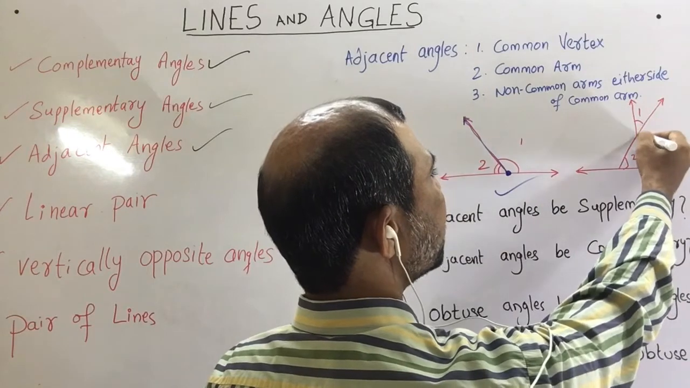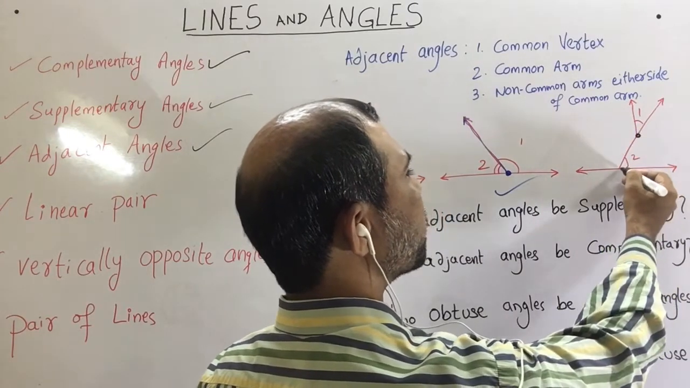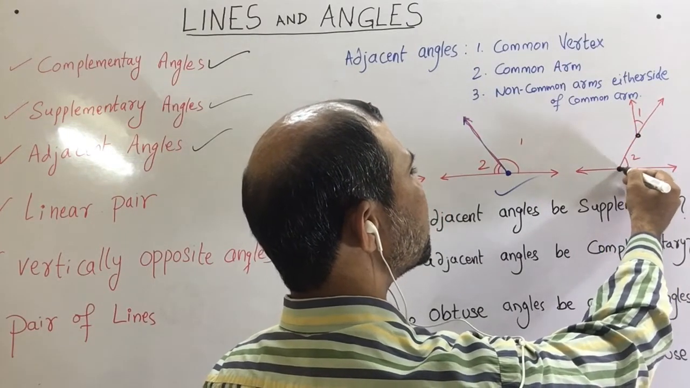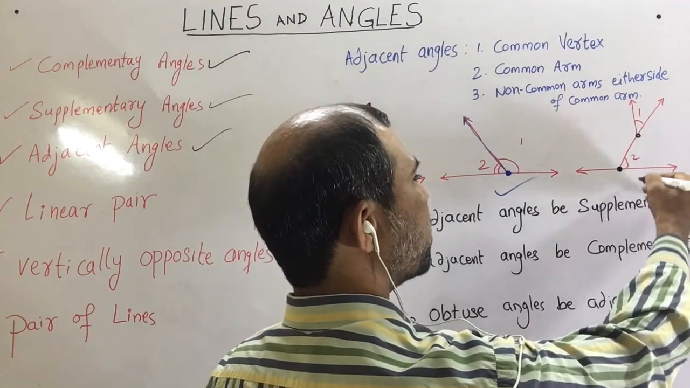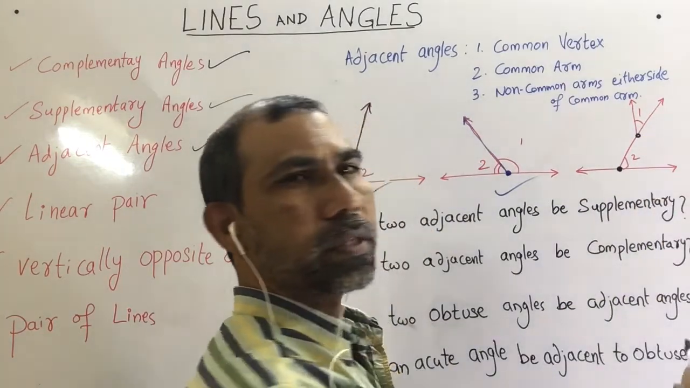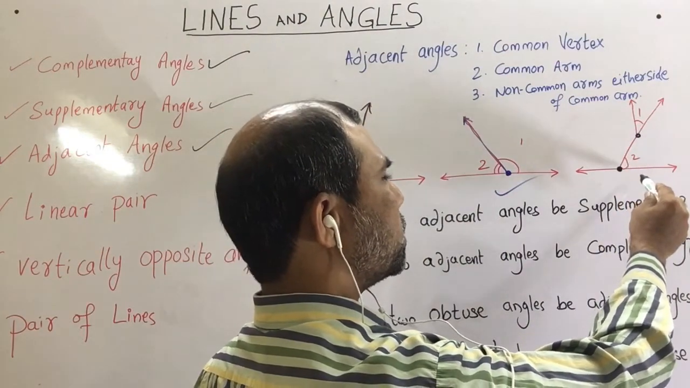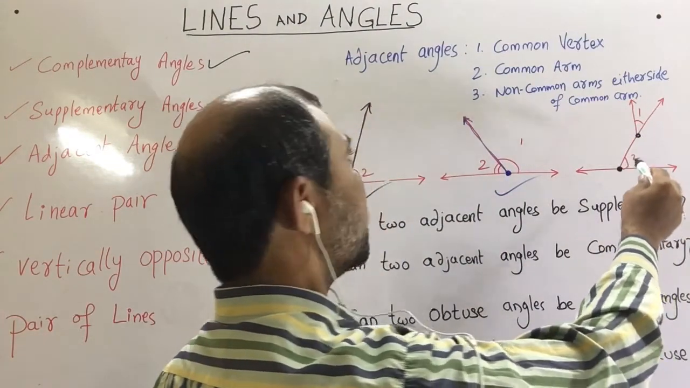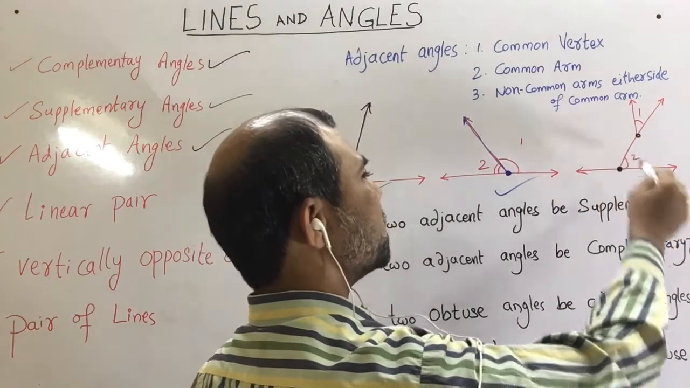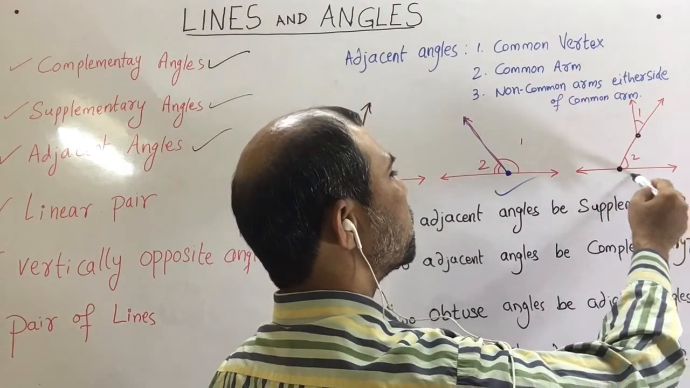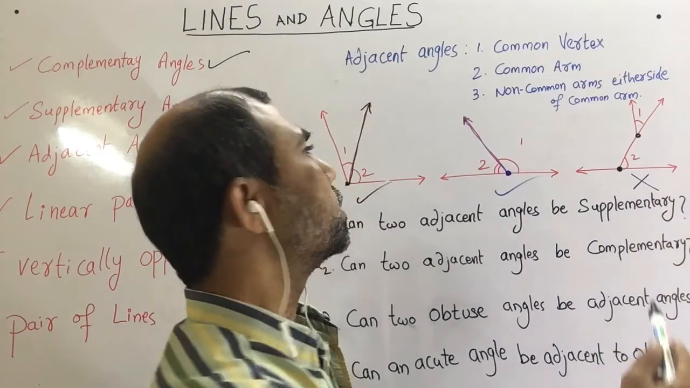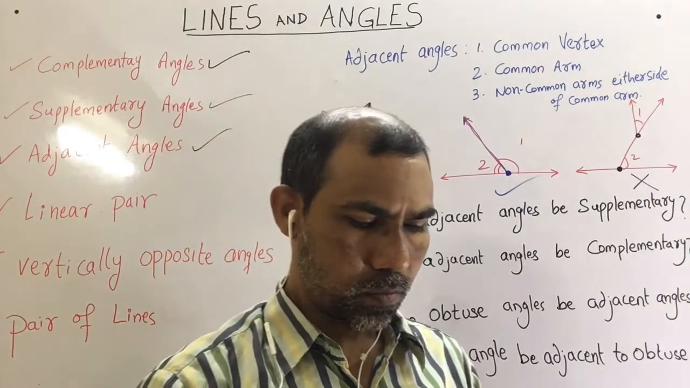Here angle 1 vertex is here, and the angle 2 vertex is here. There is no common vertex. So, there is no common vertex. These angles failed the first condition itself. So, these are not the adjacent angles.